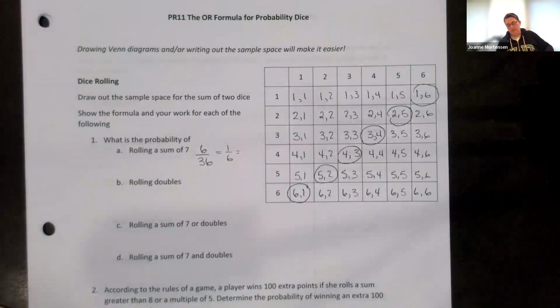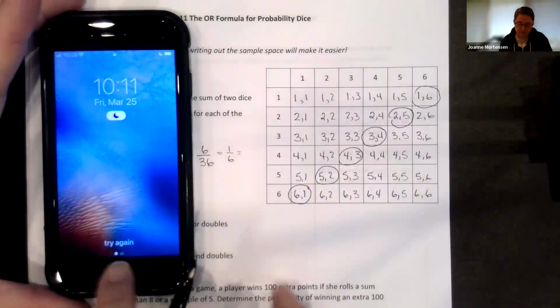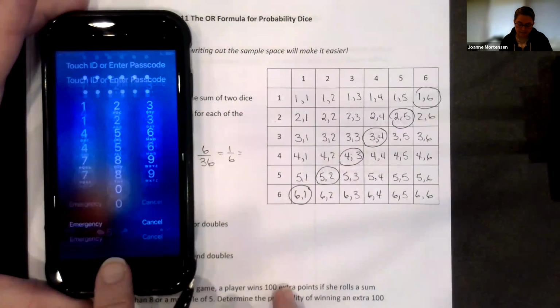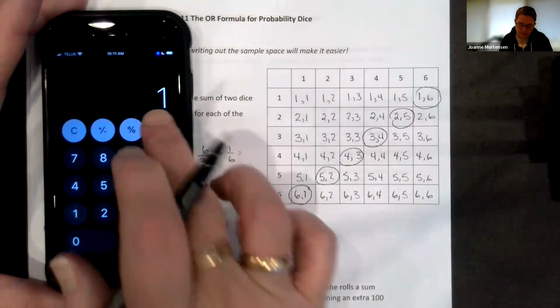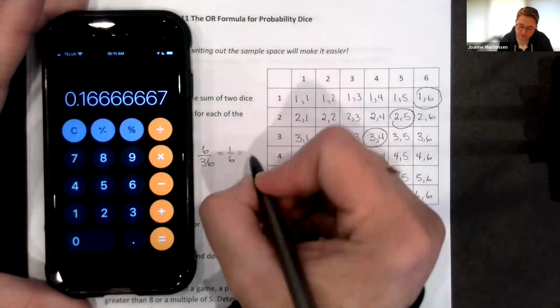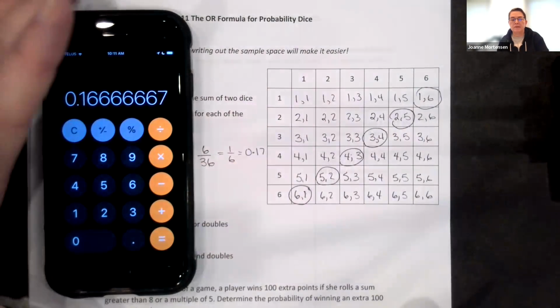Oh, I gave my calculator away. So this should work. One divided by 6 is 0.17. Usually we've rounded to 2 decimal places.